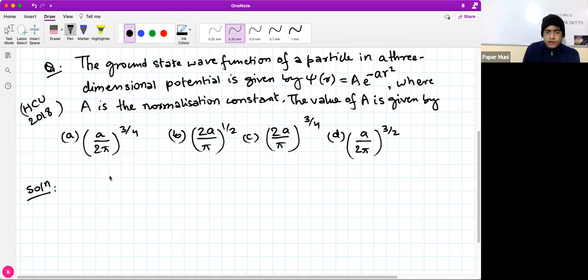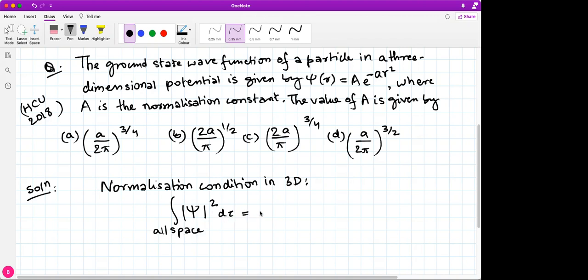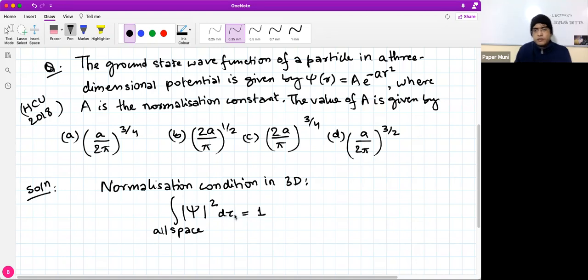So how will we proceed? We know the normalization condition. Even if we don't talk about the radial part, how can we write the normalization condition in 3D? It will be the integral of psi mod square over all space, with the volume element, and this should be equal to 1, right? Is this clear to everyone? The normalization condition in 3D will be this.